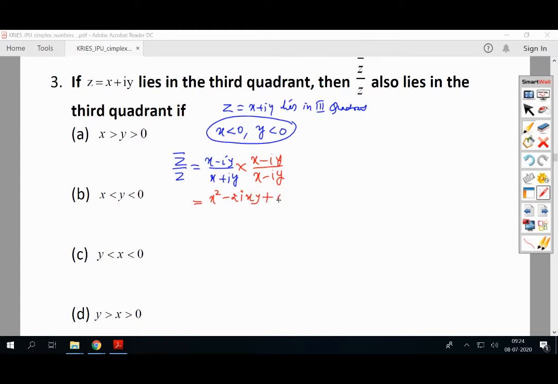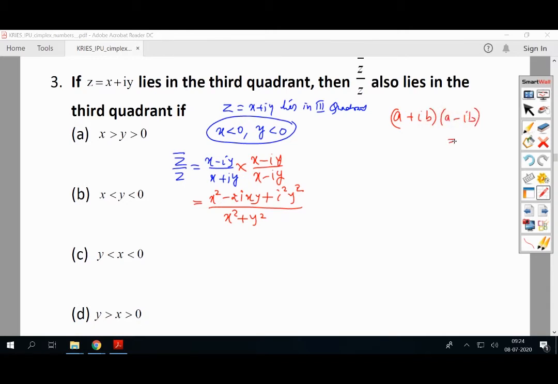If you want to multiply a plus ib into a minus ib, a complex number multiplied by its conjugate, you should not sit and multiply everything out. You should directly write real part square plus imaginary part square. So those are things you need to remember.